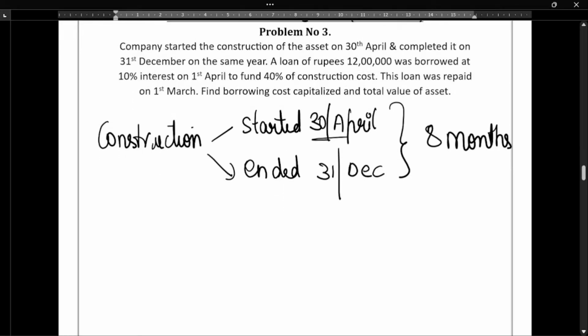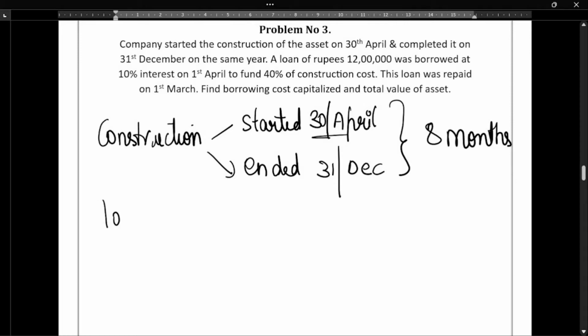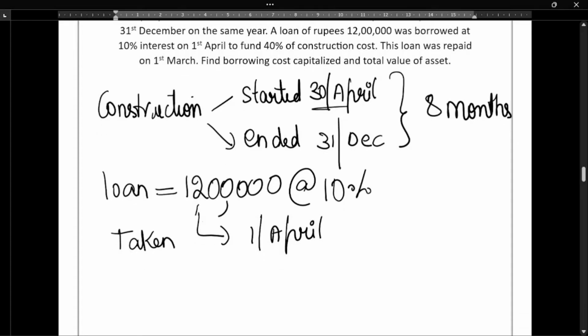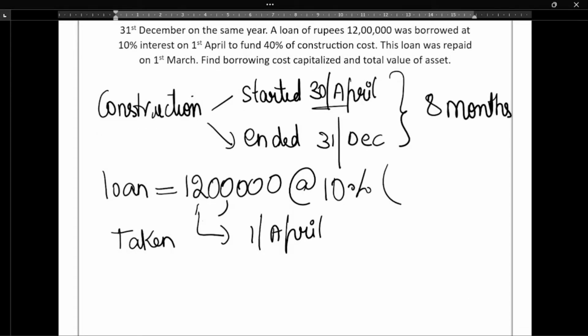A loan of rupees 12 lakh was taken at 10% interest. The loan was taken on 1st April to fund 40% of the construction cost. So this 12 lakh is only 40% of the total construction cost.